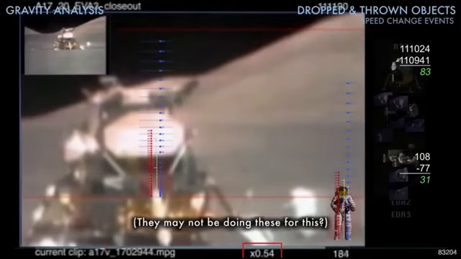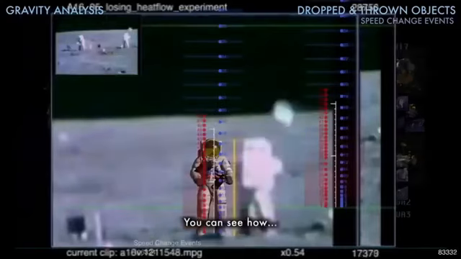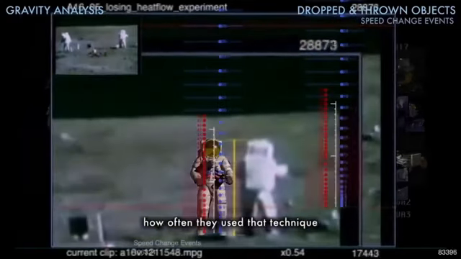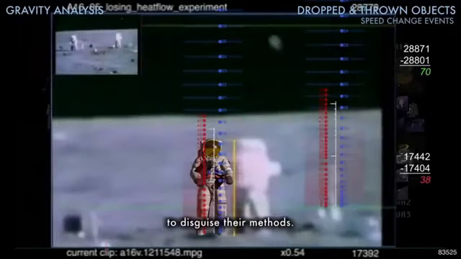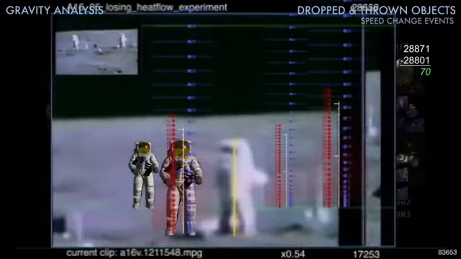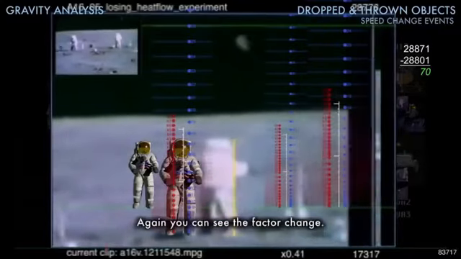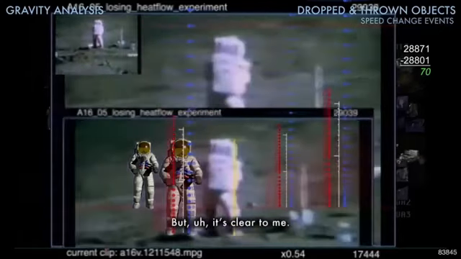They may not be doing these for this. There's a whole section on speed changes. You can see how often they use that technique to disguise their methods. Again, you can see the factor change. This is a harder one because the camera is moving so much, but it's clear to me.